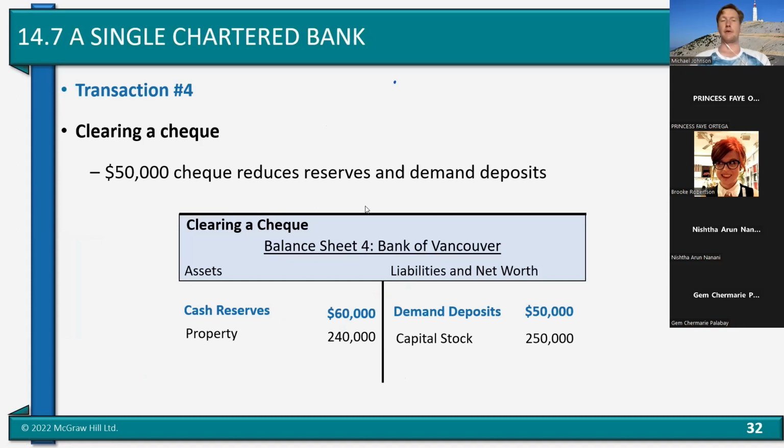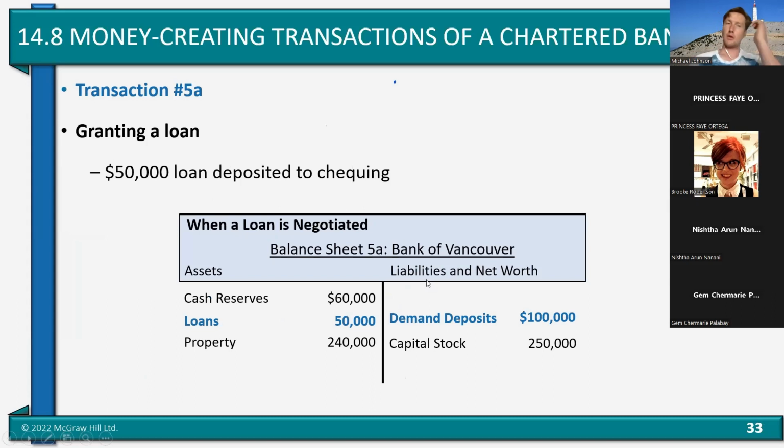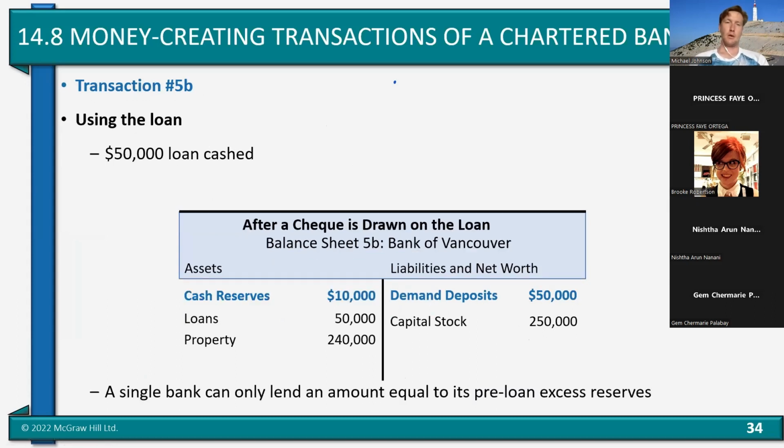So clearing a check: a $50,000 check reduces reserves and demand deposits. Granting a loan: a $50,000 loan is deposited to checking. Using the loan: the $50,000 loan is cashed. A single bank can only lend an amount equal to its pre-loan excess reserves.